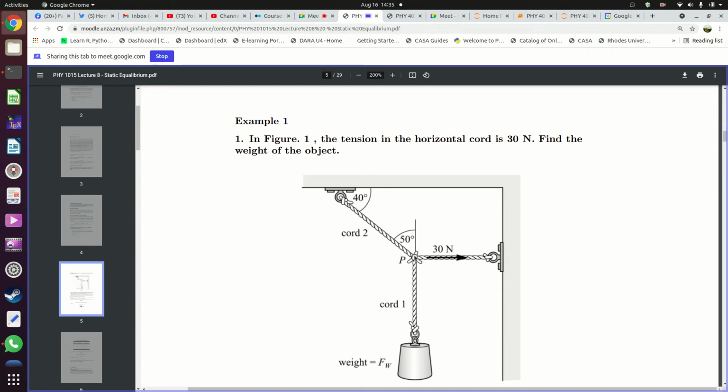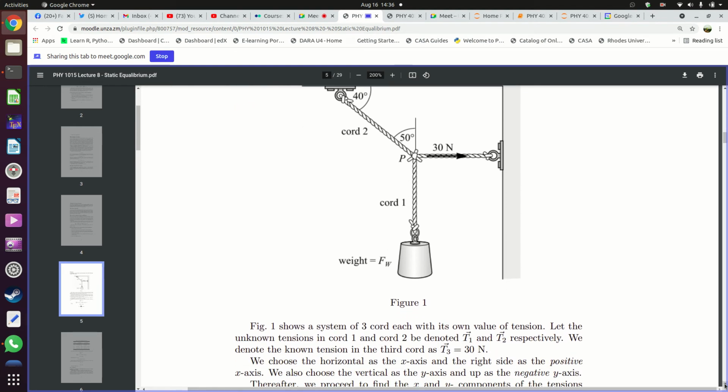Now, when you're looking at it from this point, the tension in this rope is in this particular direction. But when you're looking at it from the point of this weight, the tension is pointing up. Otherwise, if there was no tension in this rope, this weight would fall off. The fact that the weight stays where it is means that the weight of this object is equal to the tension in cord 1. If the tension does not match the weight, then this rope is going to break.